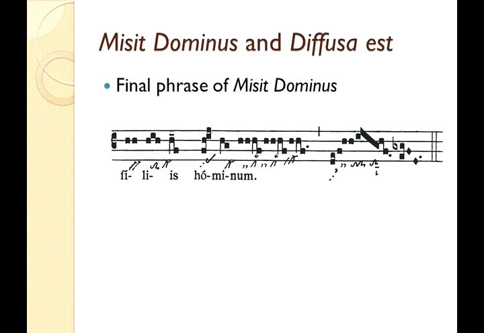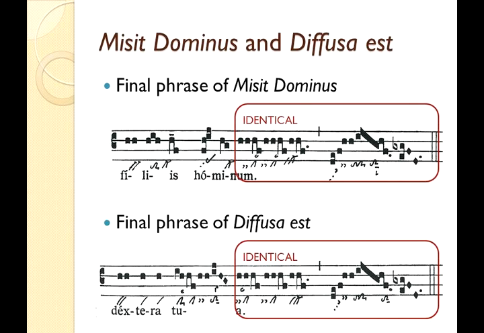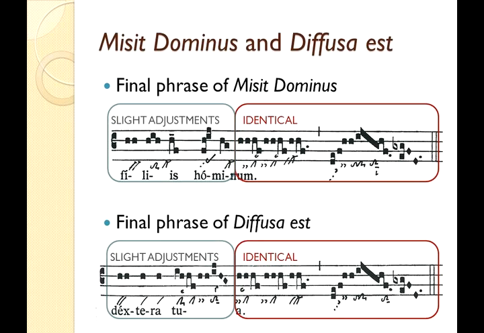Now take a look at the final phrase of Misit Dominus and compare it to the final phrase of the gradual Diffusa Est. Again, they are nearly identical. The ends of the phrases are exact duplicates. The beginnings of the phrases have slight modifications or adjustments to accommodate the nuances of the different texts.